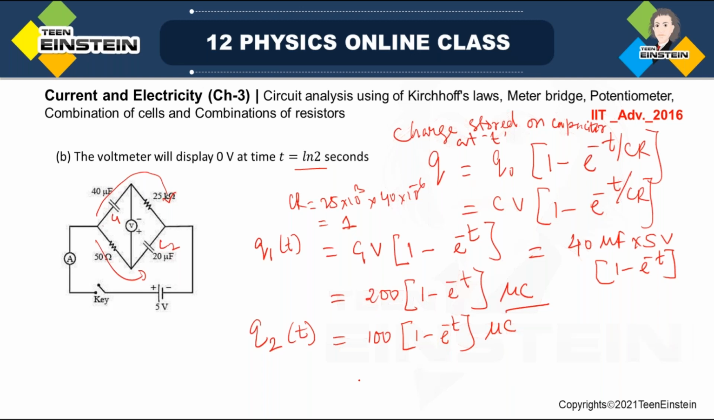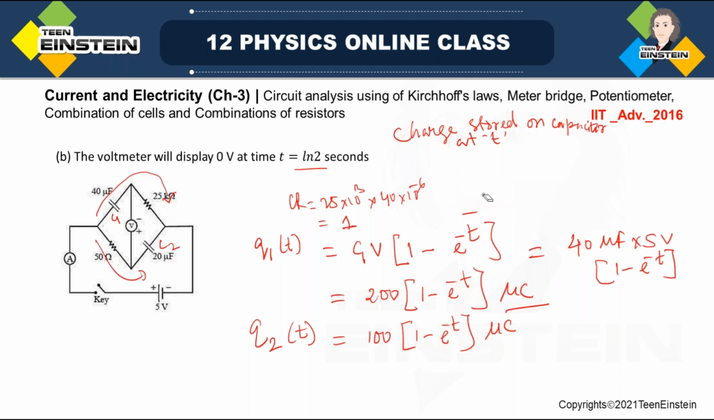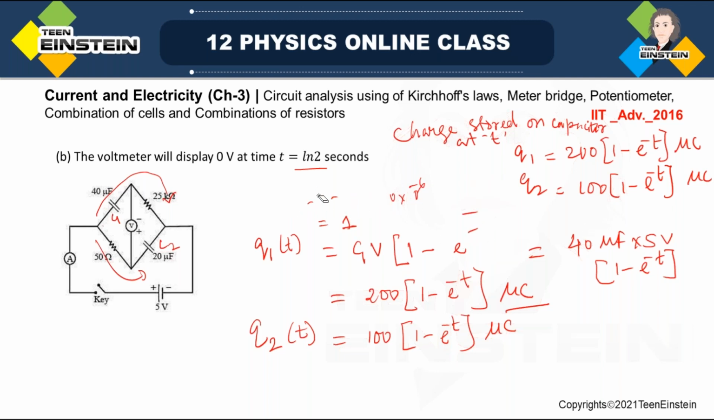So we have got these two charges. I was just recapitulating, so that's what I had written. I'll just erase this part, and directly I'll write the charge on the capacitors: Q1 is 200 whole into 1 minus e to the power minus t microcoulomb, and Q2 can be written as 100 whole into 1 minus e to the power minus t microcoulomb. Okay, so we have got the charges.